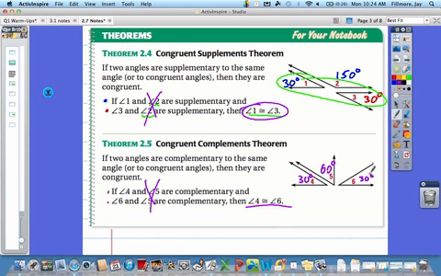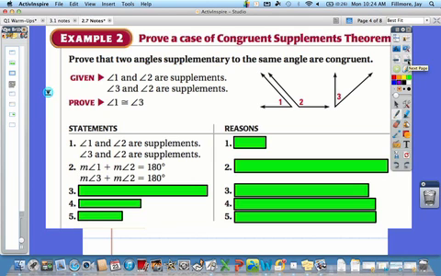So again, we're using a concrete example to illustrate our theorem 2.5, our congruent complements theorem. So let's look at a proof involving this.